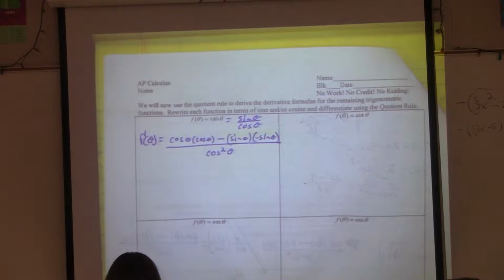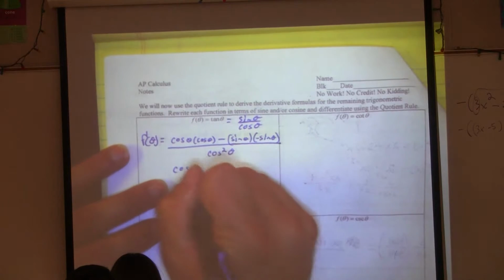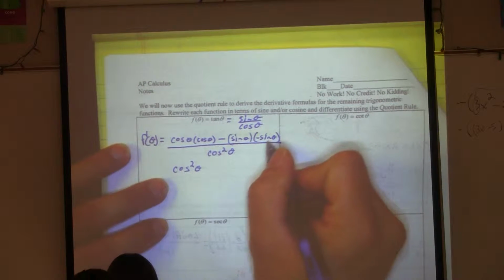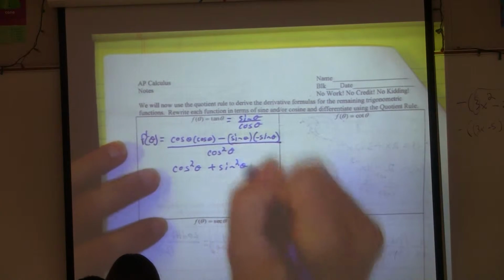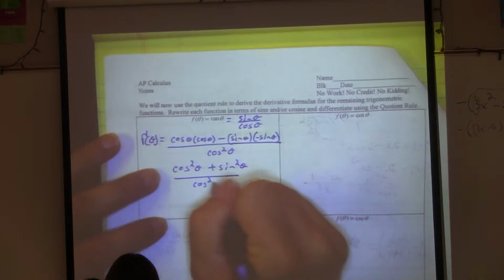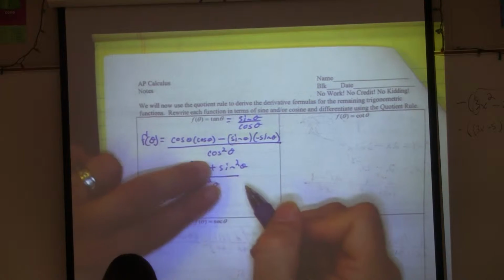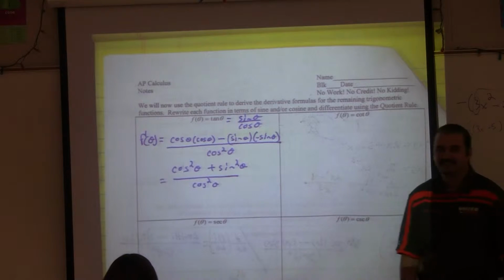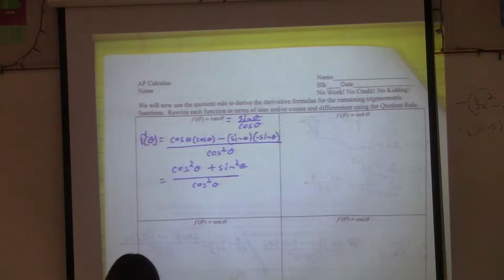Okay? So, let's see. Can we do any simplifying here? What's cosine times cosine? We get cosine squared theta. Sine times negative sine is negative sine squared, and with the negative it makes plus sine squared theta over cosine squared theta. We can cancel these out, right? No? Why not? Because they're not common factors, they're common terms, so we can't cancel out common terms.